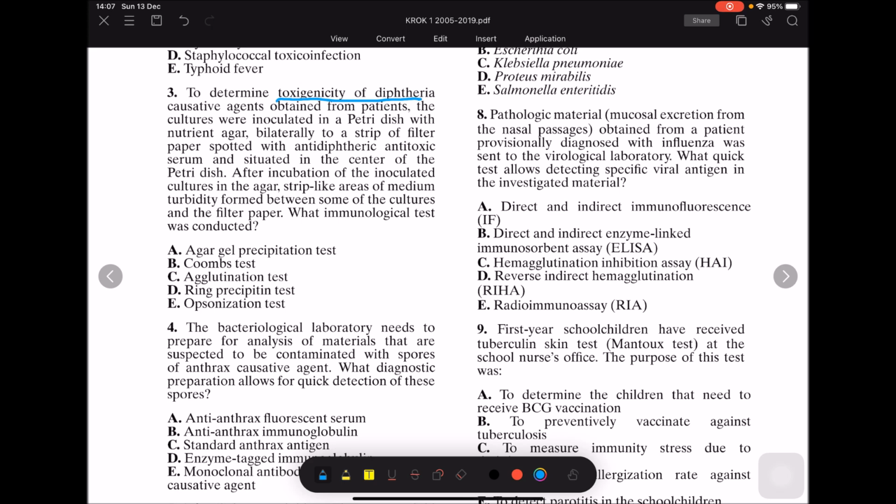To determine the toxigenicity of diphtheria, we have to use a specific in vitro test, that is called the Ehrlich gel precipitation test. Ehrlich is a scientist who found this precipitation test. So we call it the Ehrlich gel precipitation test or agar gel precipitation test. For toxin gene determination, we have to use PCR and ELISA. But they are asking about toxigenicity, so we have to check the toxin level of this diphtheria. For that we have to use the agar gel precipitation test.